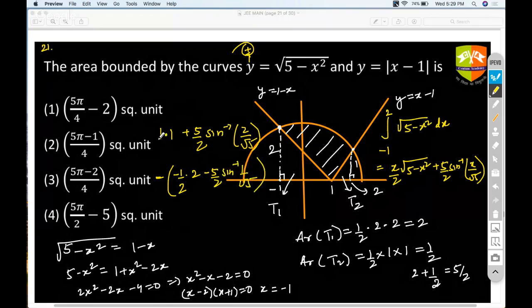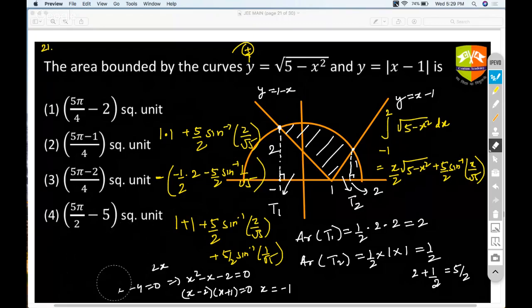So when you open the brackets, you already get 1 plus, and this side will give you again a 1. And you'll have 5 by 2 sine inverse 2 by root 5 plus 5 by 2 sine inverse 1 by root 5. Is that fine? So let me make some space for myself.